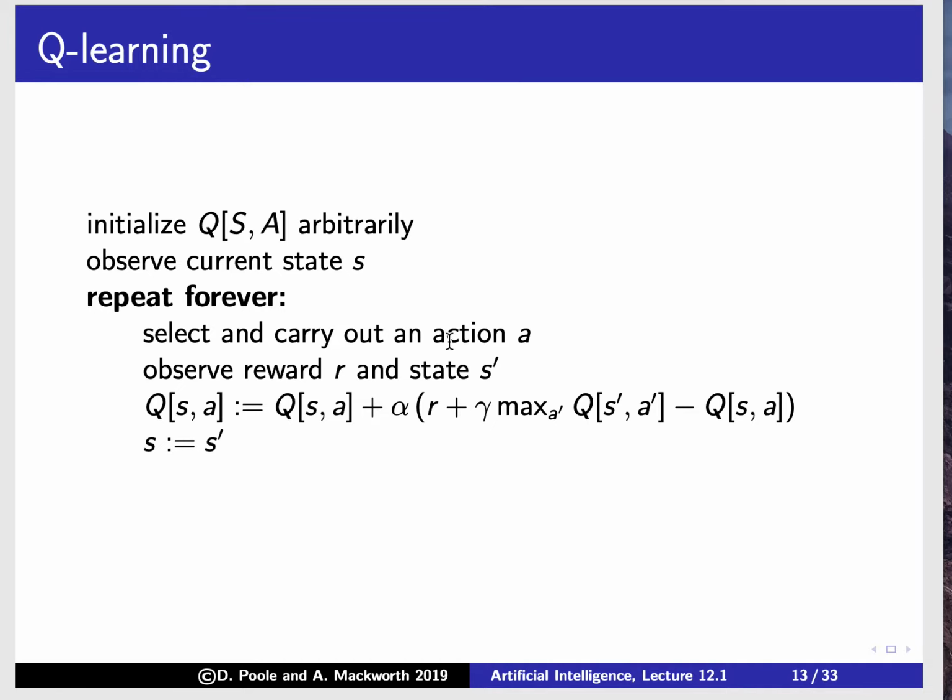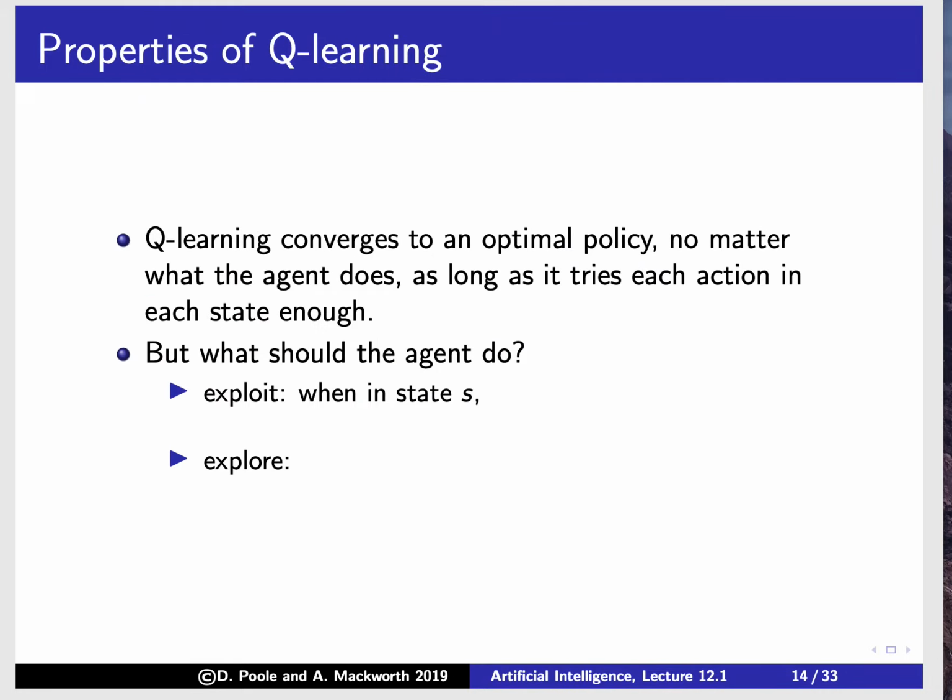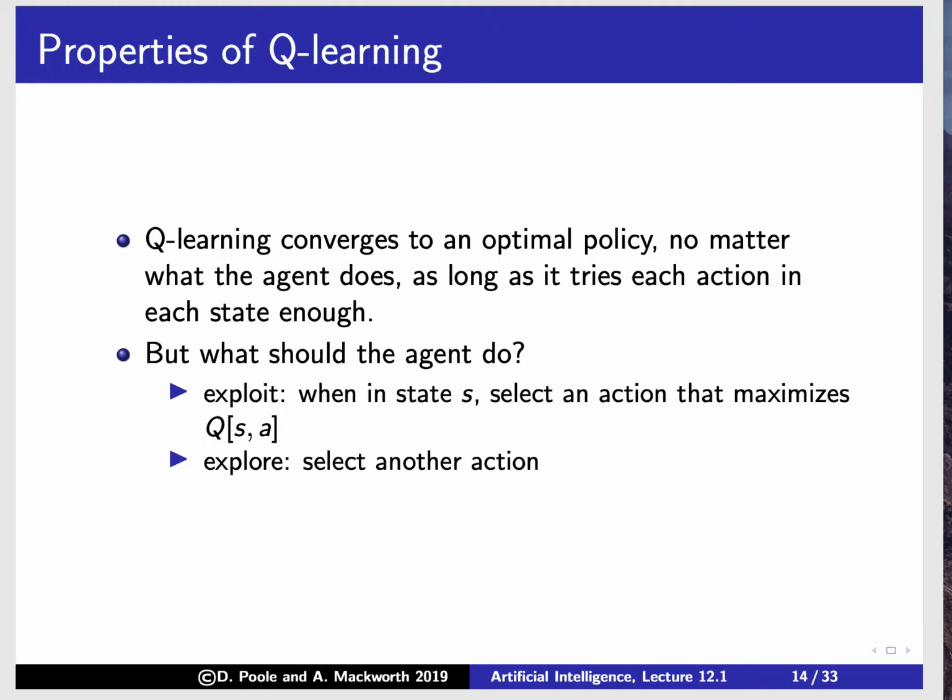But what's interesting about this is that this algorithm is going to converge independently of what action A we choose. We didn't have to choose a good action, we just had to choose any action. So Q learning converges to an optimal policy no matter what the agent does, as long as it tries each action in each state enough. But then the question is, what should the agent do? There's this dichotomy between whether we should exploit or explore. When we exploit, in state S, we're going to select an action that maximizes Q of S and A. That's the best action we could do in state S according to our current estimates. The other option is to explore, which is just to select another action.